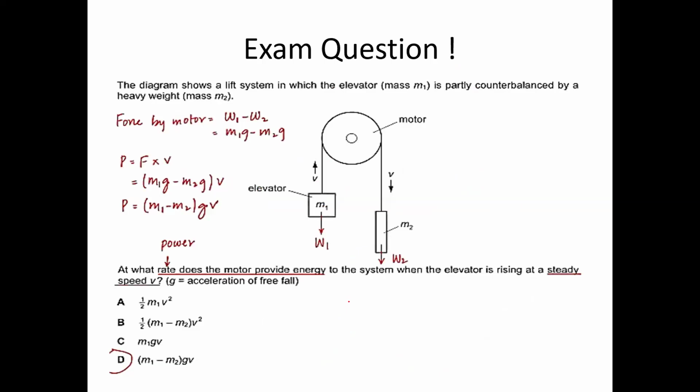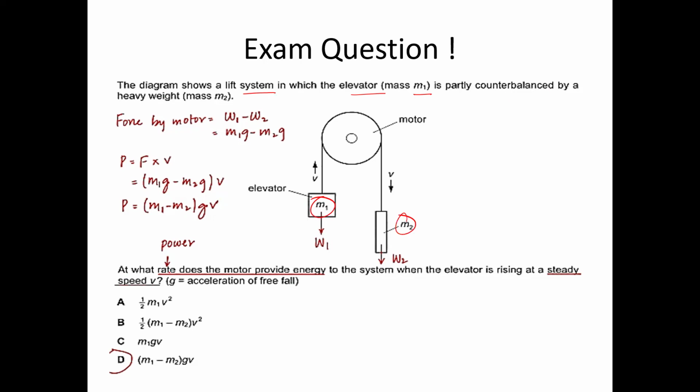Let's see what this question is trying to ask in this whole part. The question says, this is again an exam question. The diagram shows a lift system in which the elevator mass M1 is partly counterbalanced by a heavy weight of mass M2. So there are two masses. One of the masses is M2, and there is another mass which is M1. So M2 is downward, M1 is upward, right?